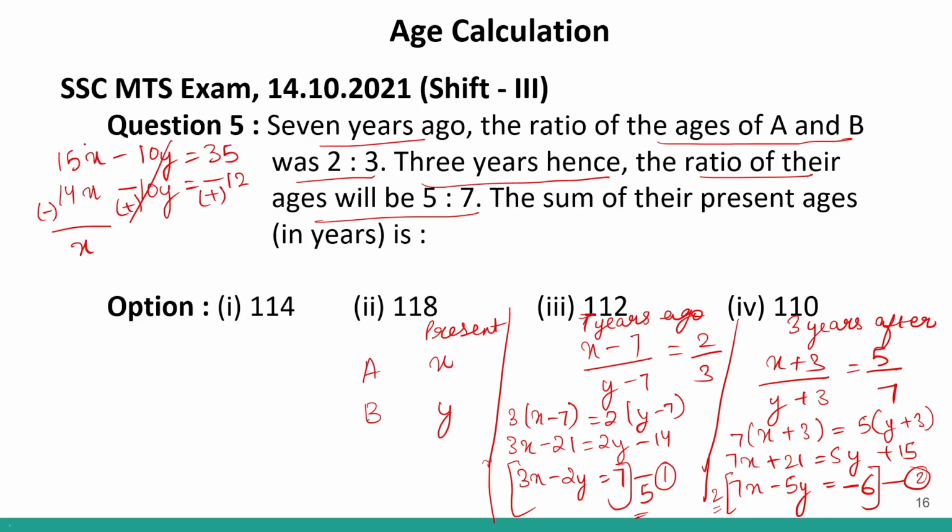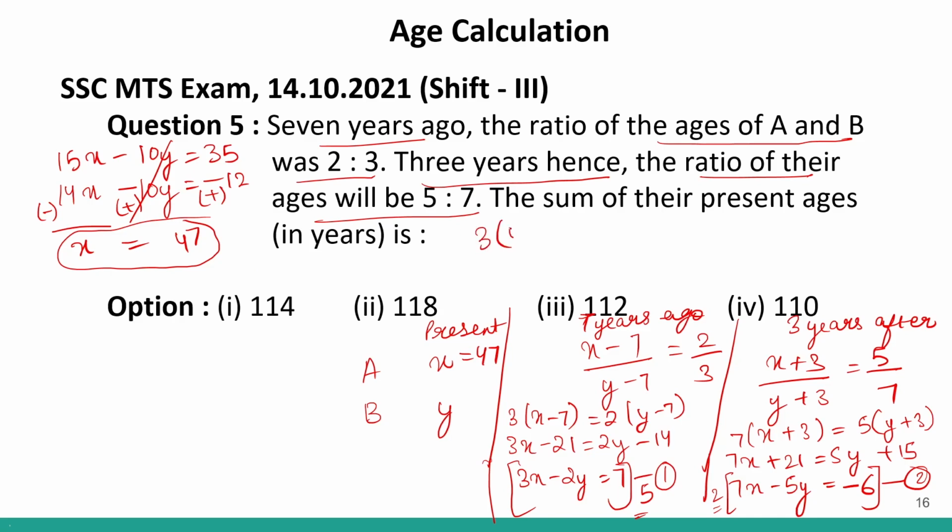And 15x minus 14x will be equal to 35 plus 12, which is 47. So, this will be the value of x, 47. So, A's present age is 47. Can we find the value of y? Okay. So, using equation number 1.